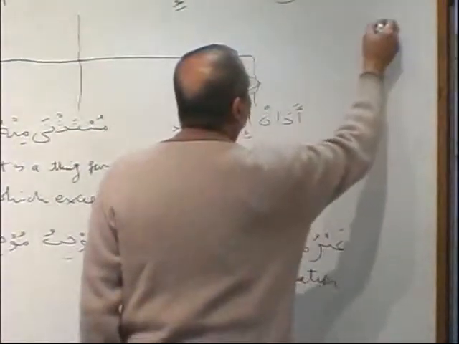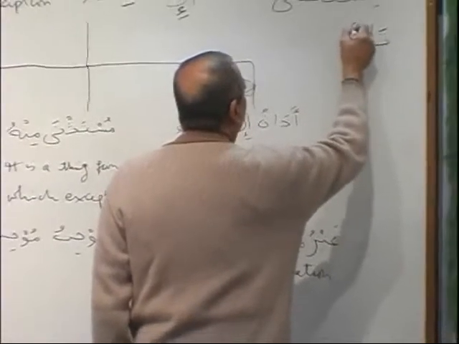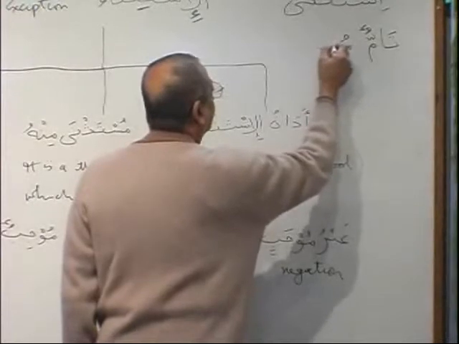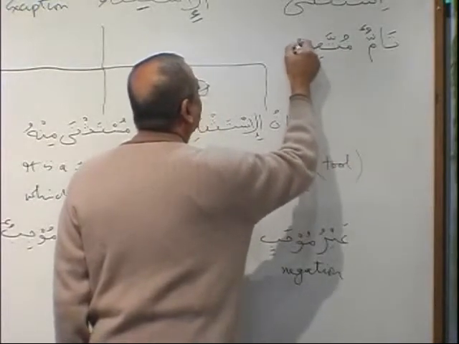Is there a mustasna minhu there? Yes, at-tullab. So in other words, this sentence is muttasil. What is it? Muttasil. And at the same time, it is tamm. Are you with me? What is the meaning of tamm? It has both. And muttasil means both match each other. But then at the same time, we have a negation. So what will you call this? Ghairu mujab. So I am writing here something, brothers and sisters. This sentence is tamm, muttasil, and then what shall I write?